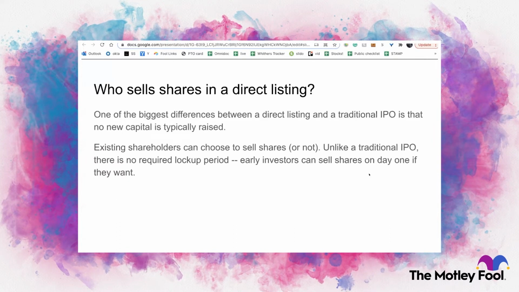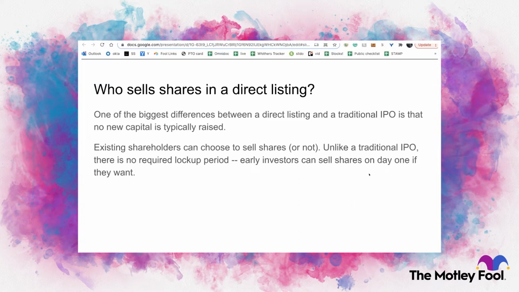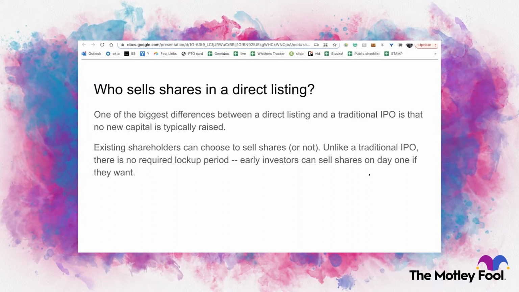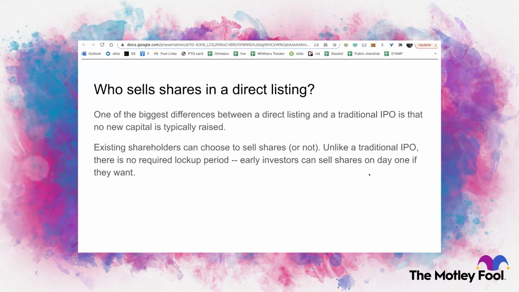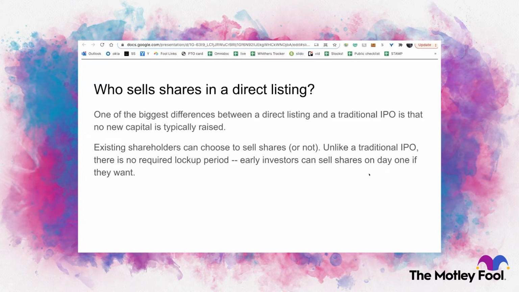All right, next slide, please. So who sells the shares? Where do they come from? One of the biggest differences is that no new capital is usually raised in a direct listing. The New York Stock Exchange actually just recently made a change where a company can raise capital in a direct listing, but it's usually not the case. Usually it's just the existing stock.